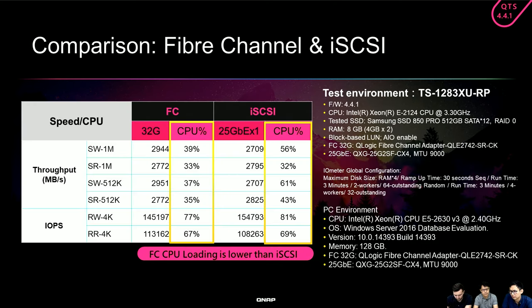Here's the comparison of Fibre Channel and iSCSI. The loading is a bit different. We use quite the same throughput for both Fibre Channel and iSCSI, but you can see the CPU loading is quite different. The Fibre Channel CPU loading is lower than iSCSI, in the test environment in our QNAP lab.